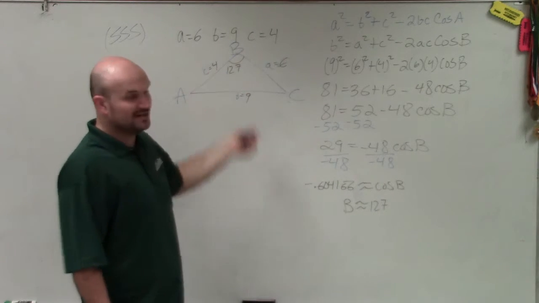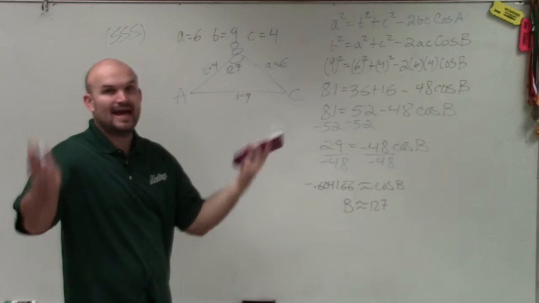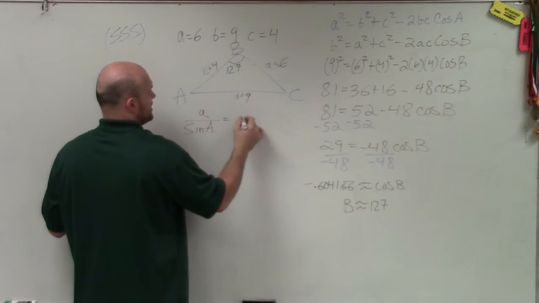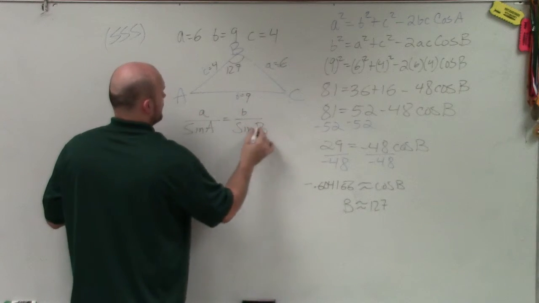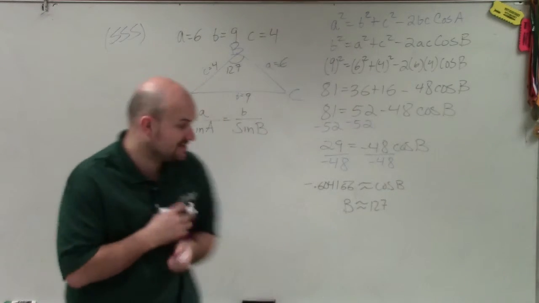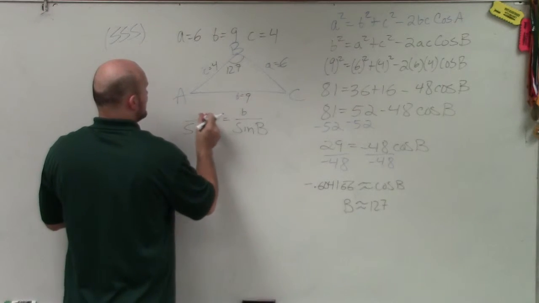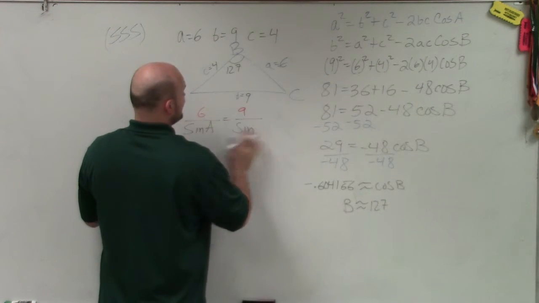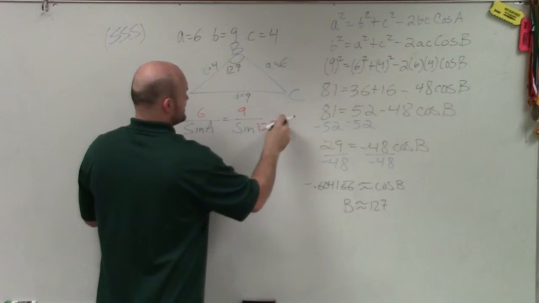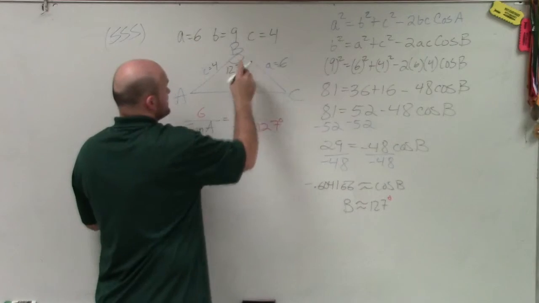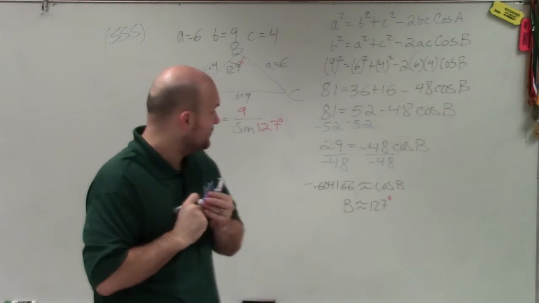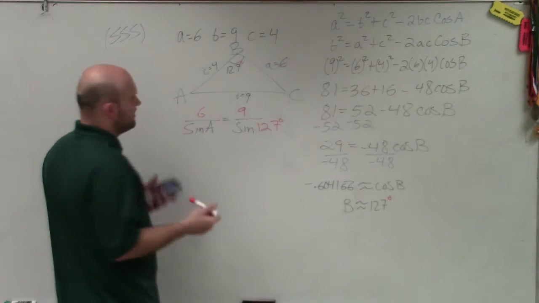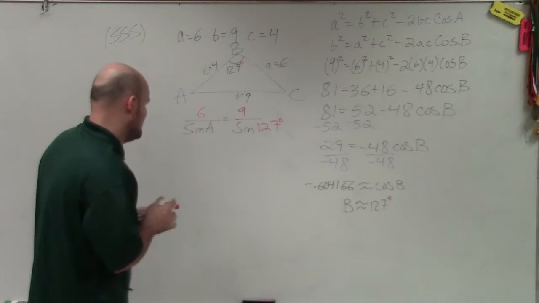So anyways, I need to figure out for A or C. Well, it doesn't matter which one. I'll pick A. So therefore, I know I have A over sine of A. And then I have to use the proportion of B over sine of B. Well, I do know what A is. A is 6. I do not know what the angle of A is, though. B, I know is 9. And then angle B, I just rounded and figured out is 127 degrees. Make sure, again, you are using these degree symbols. Okay, so now to solve for sine of A, if you remember my previous videos, I basically can apply cross multiplication and solving. If you want to do the work on the side, you very well can.